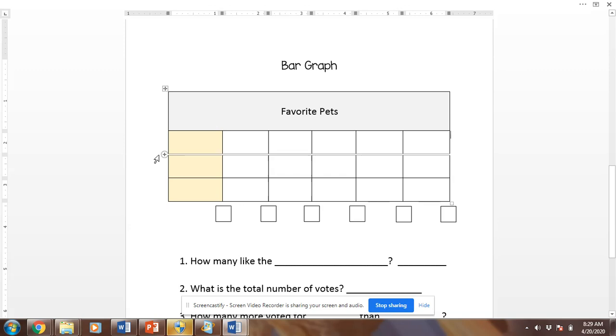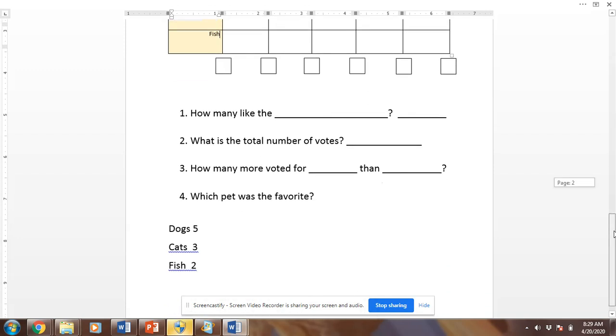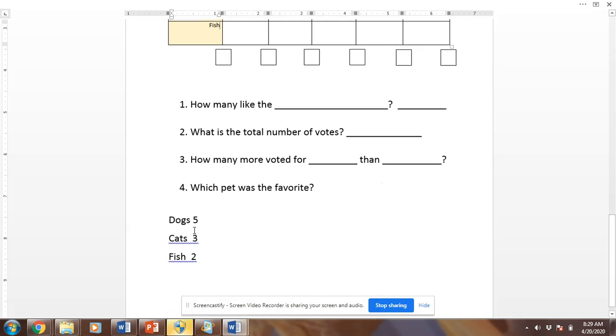Okay, favorite pets. So we did 3 different categories, all right? We did dogs. We did cats. And we did, of course, my niece has a fish, so she wanted to do fish. Okay, there are 3 different categories. All right, now I'm going to go down here and I can see that I have 5 dogs.